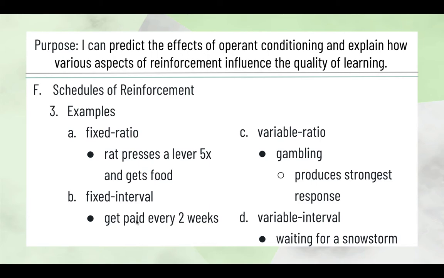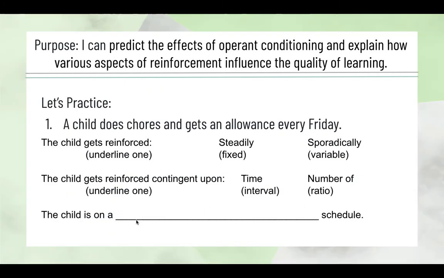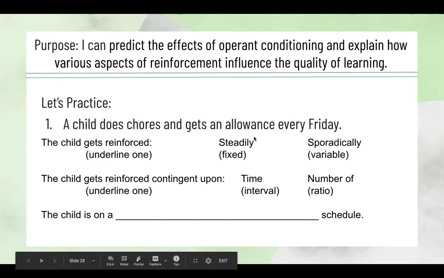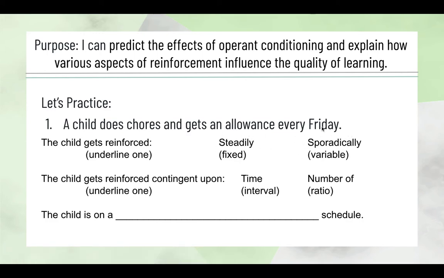So let's do a few examples, and this is what you'll do in your FAST assignment. You're going to see 5 questions like this on the FAST assignment for part 4. A child does chores and gets an allowance every Friday. So a child gets reinforced. In this case, is it steady or is it sporadic? Well, it's every Friday, so that's steady. And then is it based on time or the number of responses? I was really obvious here with the day, so this is time. Fixed interval then. The child is on a fixed interval schedule.